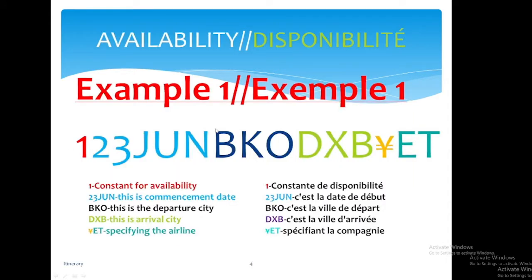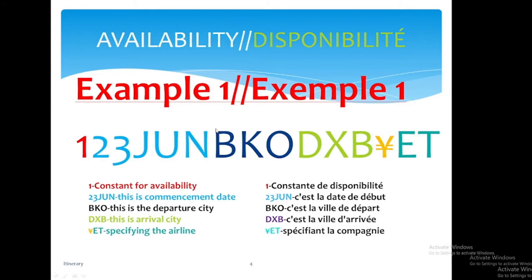Now this is an example. For availability, 1 is a constant. Then you put the date, which for this example is 23 June. Then the city pair, Bamako, Dubai. BKO means Bamako, DXB means Dubai, and the city pair must always come together. The first one is the departure city, the second one is the arrival city.